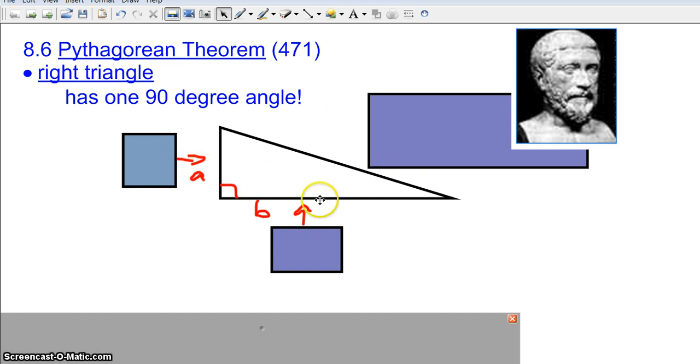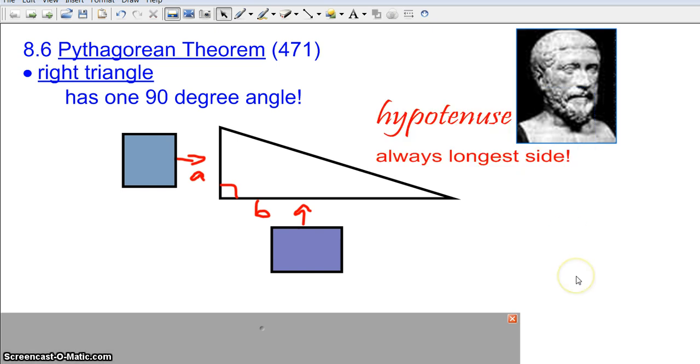So these other two sides are across from the acute angles. And this long side is across from the largest angle. So because it is the largest angle, the longest side is across from it. Okay? And that side has a special name. Does anyone know it? It's kind of a Greek word, the hypotenuse. Hypotenuse. Can you say that? Hypotenuse. It's always the longest side of a right triangle.